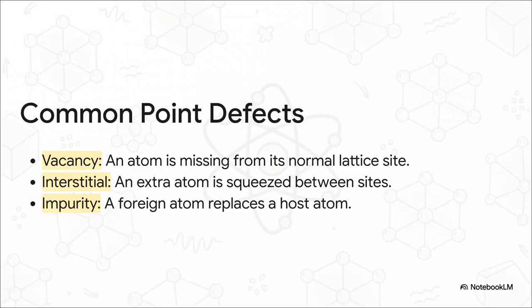And these tiny mistakes come in a few common flavors. You can have a vacancy defect, which is literally just an empty spot where an atom should be. You can have an interstitial defect, where an extra atom gets jammed into a space where it doesn't belong. Or you can have an impurity defect, which is when a totally different element sneaks in and takes the place of one of the host atoms.